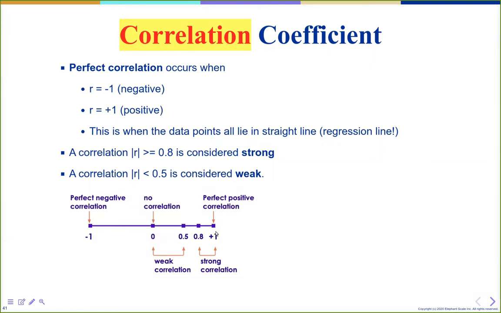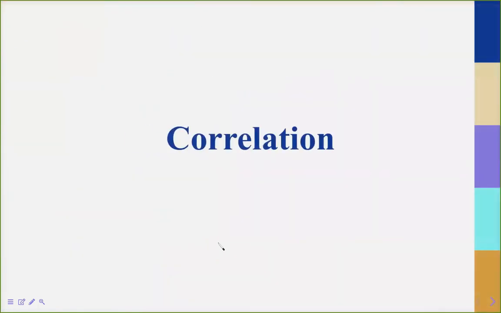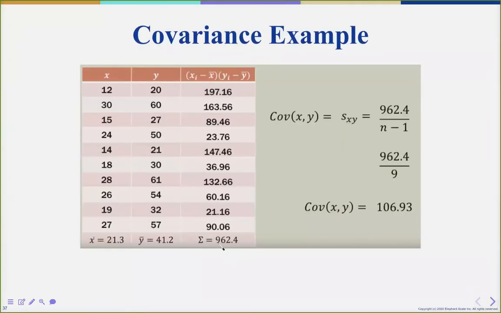That means perfect correlation, meaning when one goes up by 10, the other one goes up by 10 also. Your graph looks like this. Perfect correlation is like this. This is plus one. At a high level, what is the difference between correlation and covariance? Correlation is normalized between minus one and plus one. Covariance is not normalized. You just get a number like this.